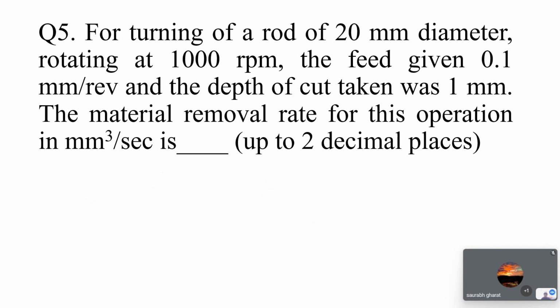For turning of a rod of 20 millimeter diameter rotating at 100 RPM, the feed is given as 0.1 per revolution, and the depth of cut is given as 1. Then you know what your MRR is. You want to find your MRR. You know how to calculate an MRR.